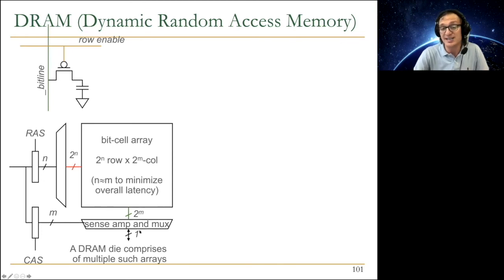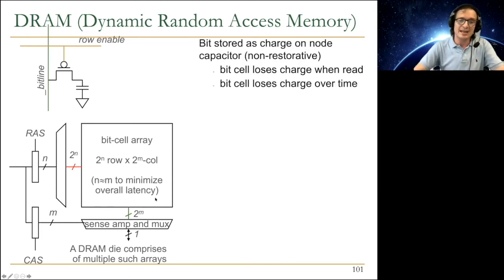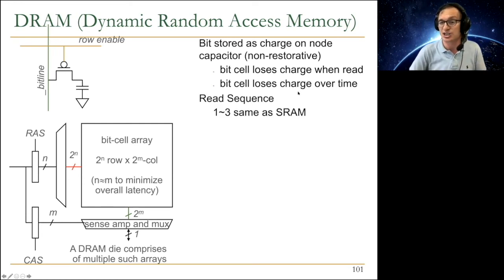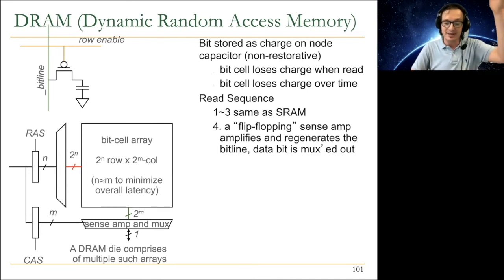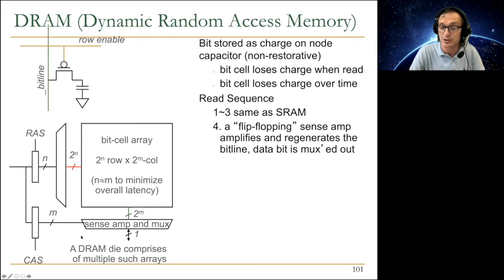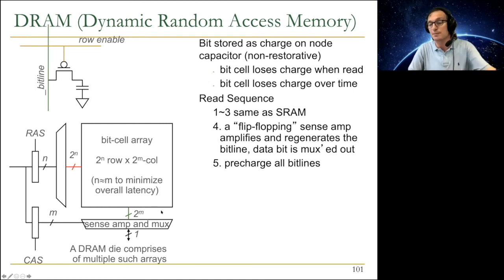But the rest is very similar, actually, except for the sensing, of course, right? As you know, a bit is stored as charge on the capacitor. And when you read, the bit cell loses charge, and the bit cell also loses charge over time because of the capacitive storage. But the read sequence is the same as SRAM. You decode the address, activate the word line, drive the word line, and then drive the bit line, and then do the sense amplification. There should be some sense amplification circuitry that we are not going to discuss in detail, and the data gets multiplexed out in the end. And then you pre-charge all bit lines again.